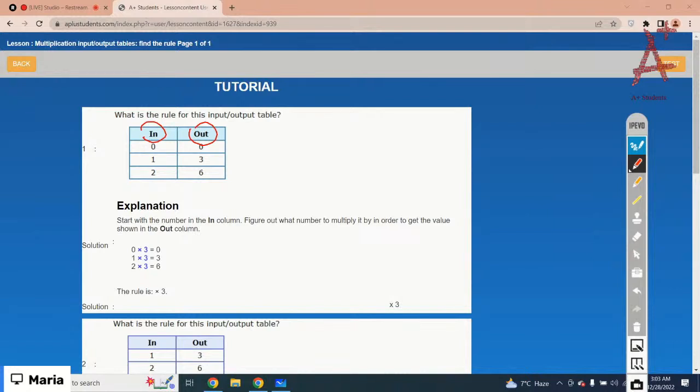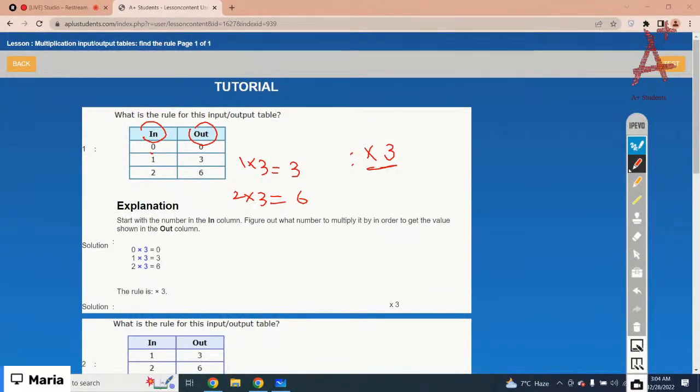Got it? So because we are working on multiplication, that means each input number is multiplying by some number to make the output number. Like here you have 0. 0 multiplied by any number makes 0. You can check this one. Here you have 1 and here you have 3. Here you have 2 and here you have 6. You have to find the number that when multiplied with the input value makes the answer 3 and 6. Got it? So we know that 1 times 3 is 3 and 2 times 3 is 6. That means the rule is multiplying by 3. Each input value is multiplying by 3 to get the output value. Got it?